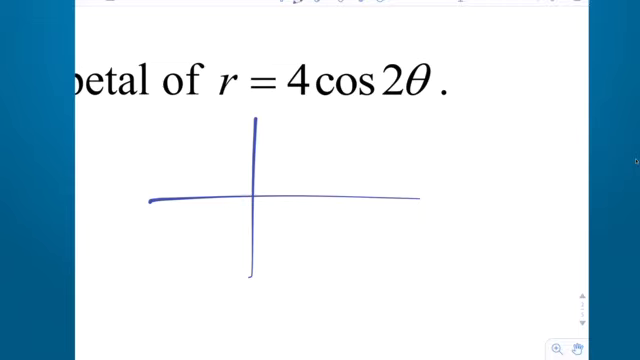Cosine of 2 times 0 is cosine of 0. Cosine of 0 is 1. 1 times 4 is 4. So we start over here at 4, and then because it's 2 theta, if we start picking random values of theta that are comfortable for us from the unit circle, we're going to have to double them. So you start at 4, unlike sine that started at the pole, and it's going to come in like that and hit the pole right there.